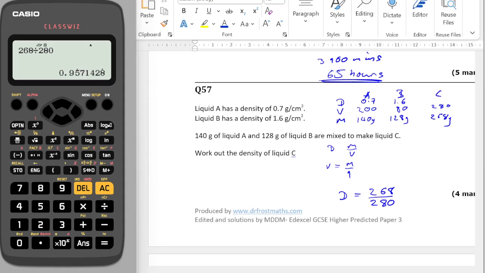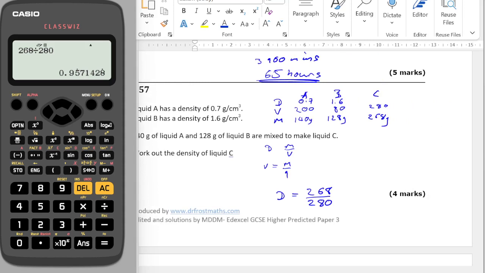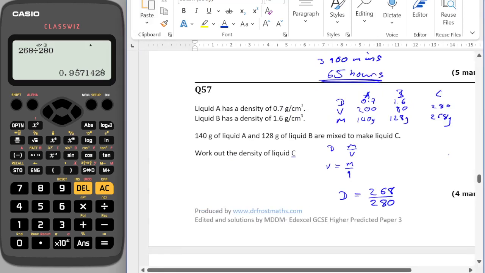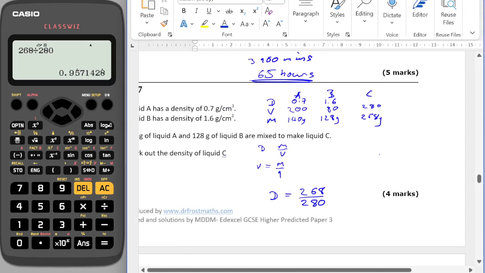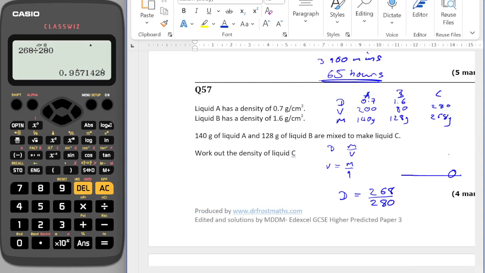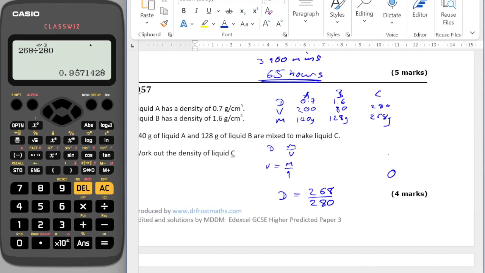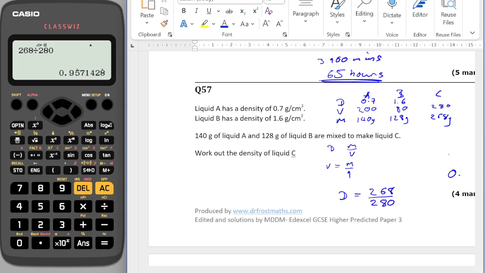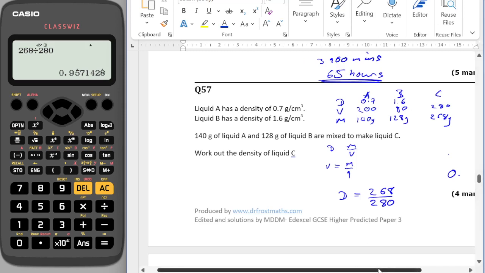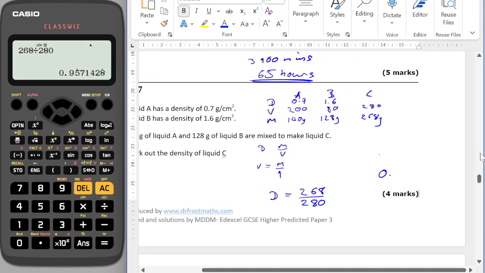So work out the density of liquid C. So as a decimal, I've got it exact as a fraction there. So as a decimal, 0.957, and that would be grams per centimetre cubed.